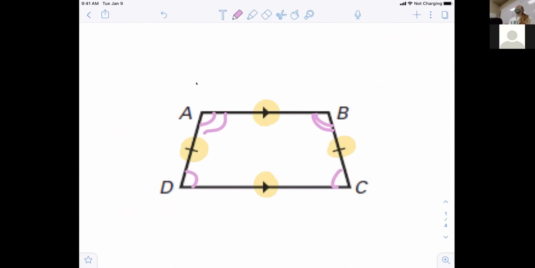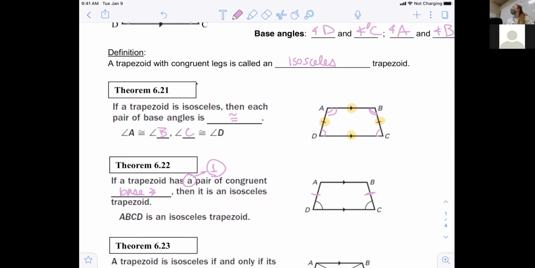Last period, I really stressed that it has a pair. It has a single pair. I don't need to prove that both pairs work. I need to just show that one. If you have one pair of congruent base angles, then by this theorem, it is an isosceles trapezoid. So I'm going to mark on my picture AD is congruent to BC.